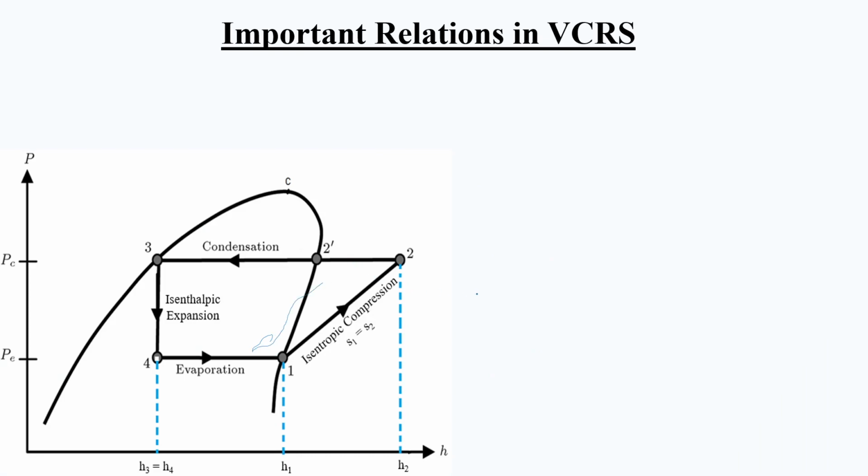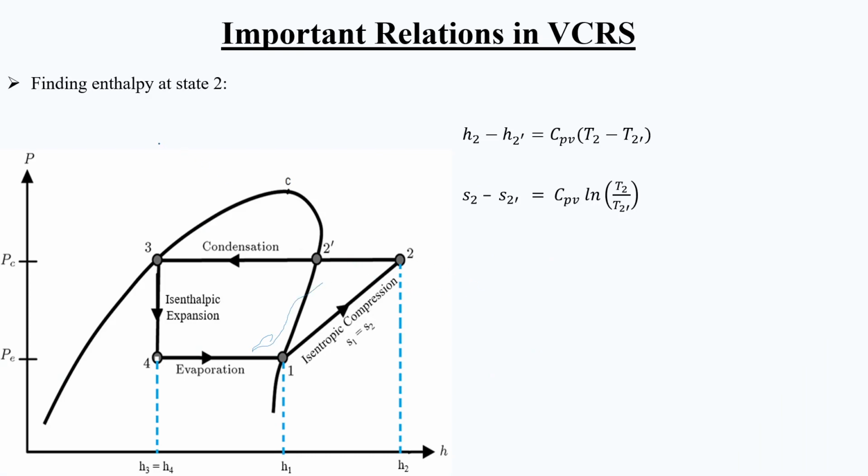Then some of the other important relations mainly include finding the enthalpy at state 2. Here we can see in the process the evaporation takes place between 4 to 1, and this evaporator will be kept at a temperature TE and pressure PE as indicated in the figure, that is the lower pressure or temperature in the system. The condenser will be kept at a temperature corresponding to TC or PC as shown here, that is higher pressure or higher temperature in the system.